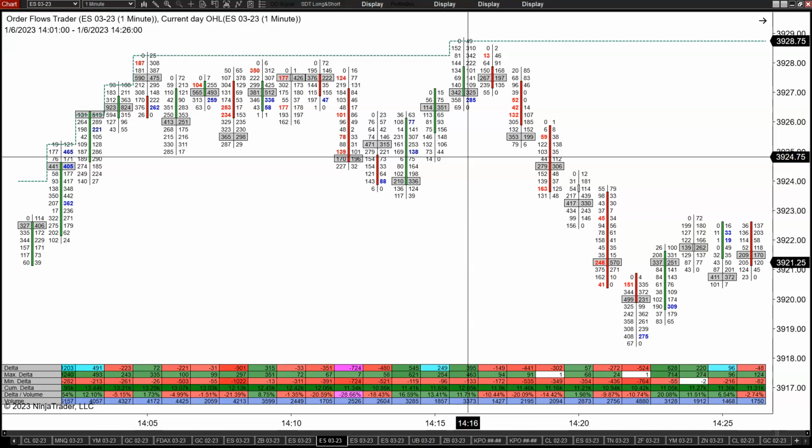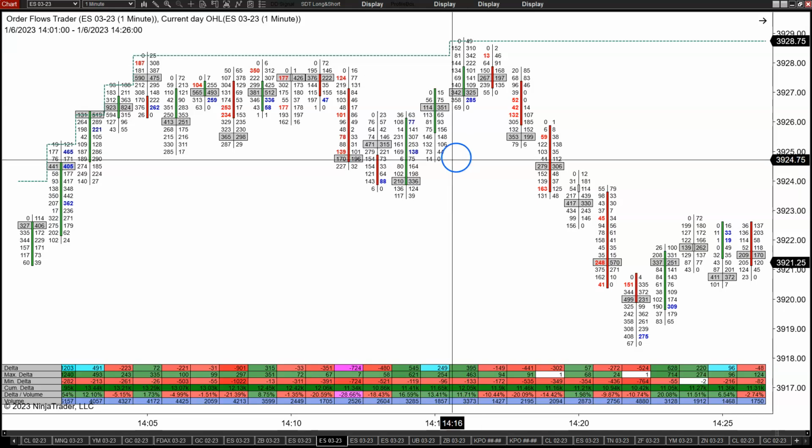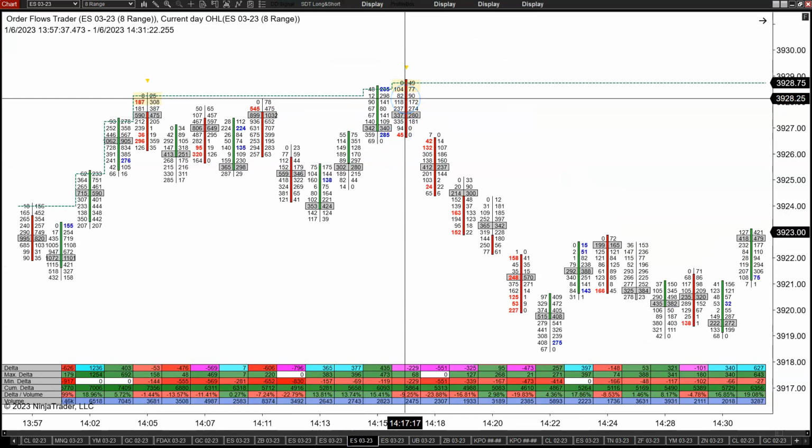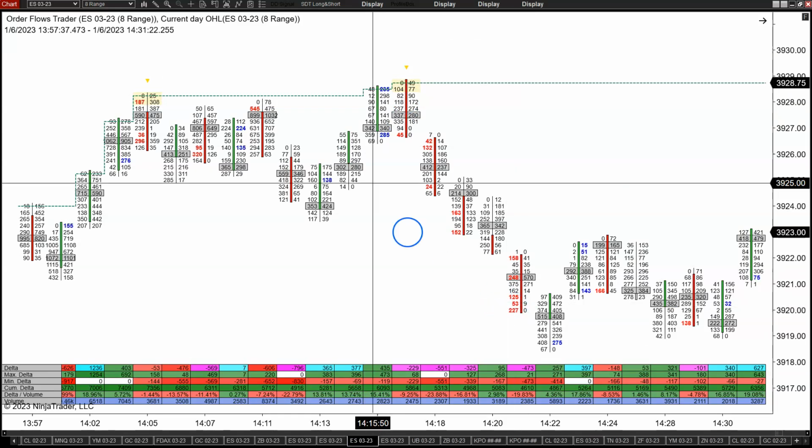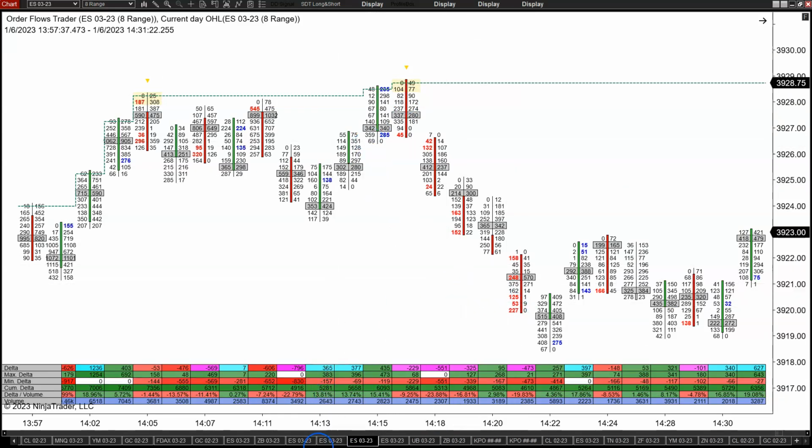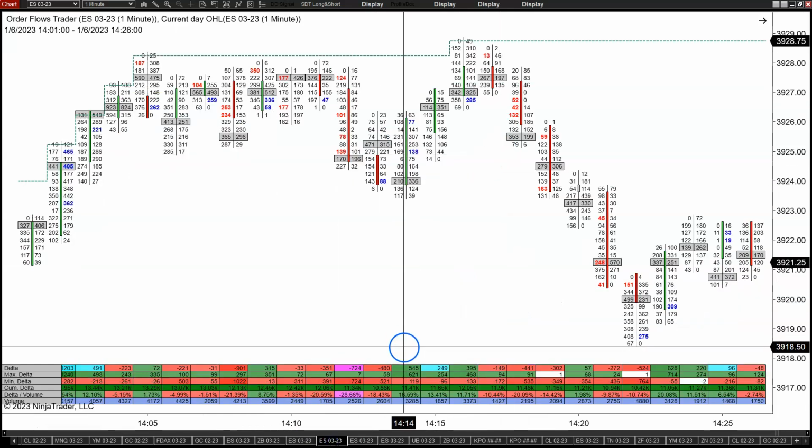Well, it really depends on what you want to look for in the order flow, because once the market starts moving quickly, on your range-based chart you're going to get a lot of bars really quick that on the 1 minute chart, it's just going to be one bar.